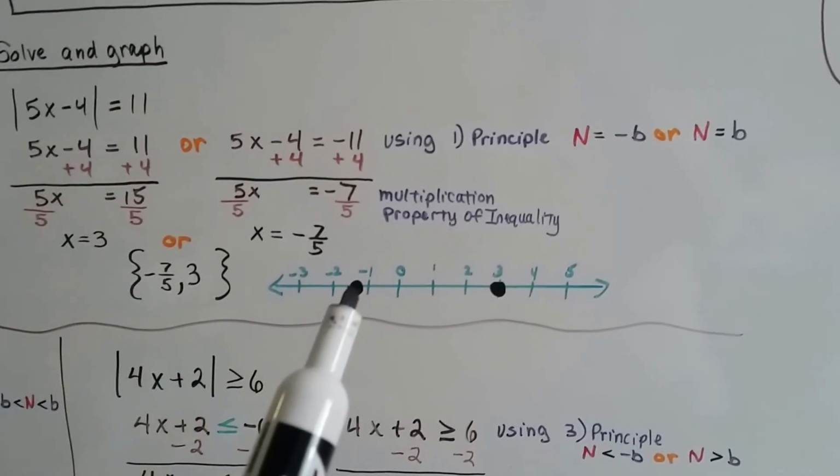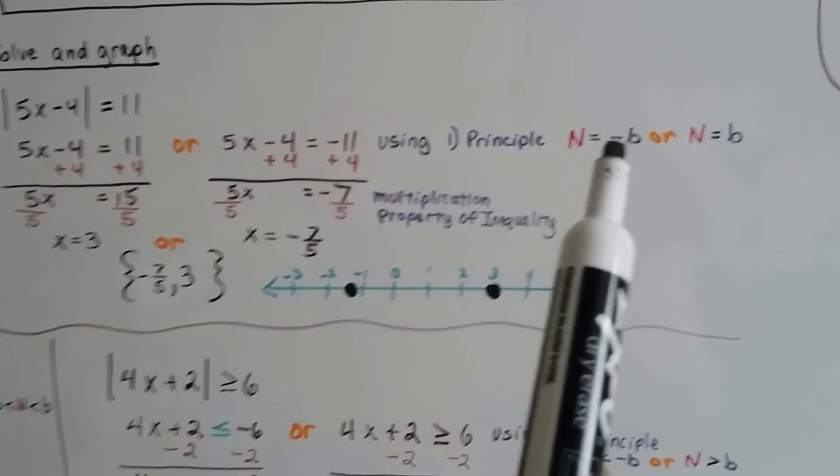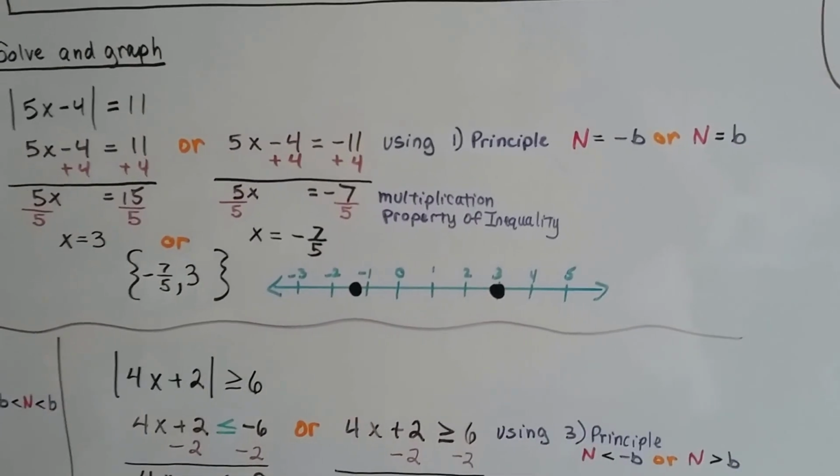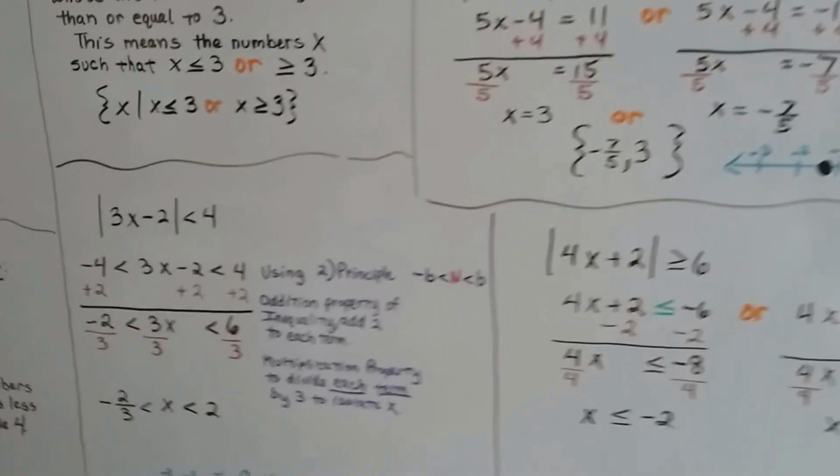And we can graph it, negative 7/5 and 3. Okay? So we split it up and we set one to equal the negative and one to equal the positive. See? When it was like this. All right. Here's using the second principle.